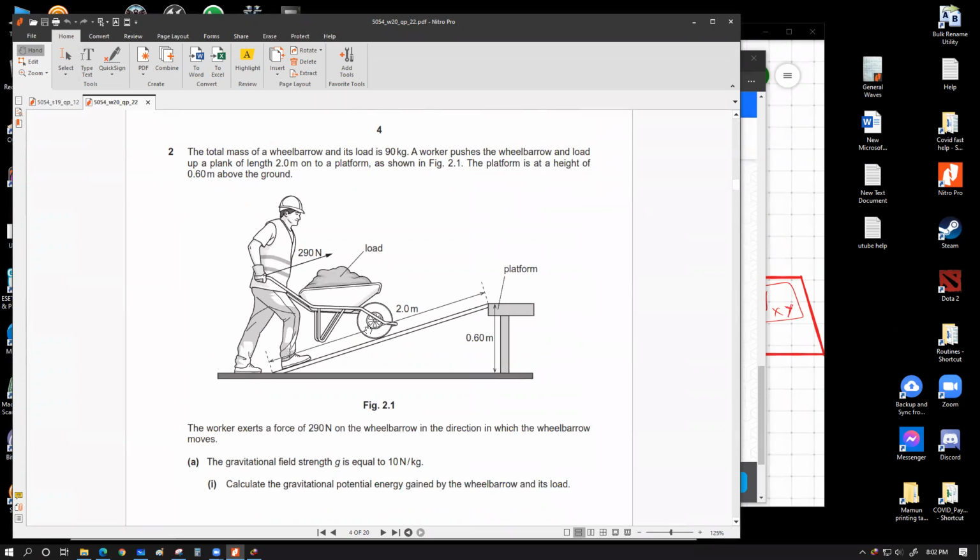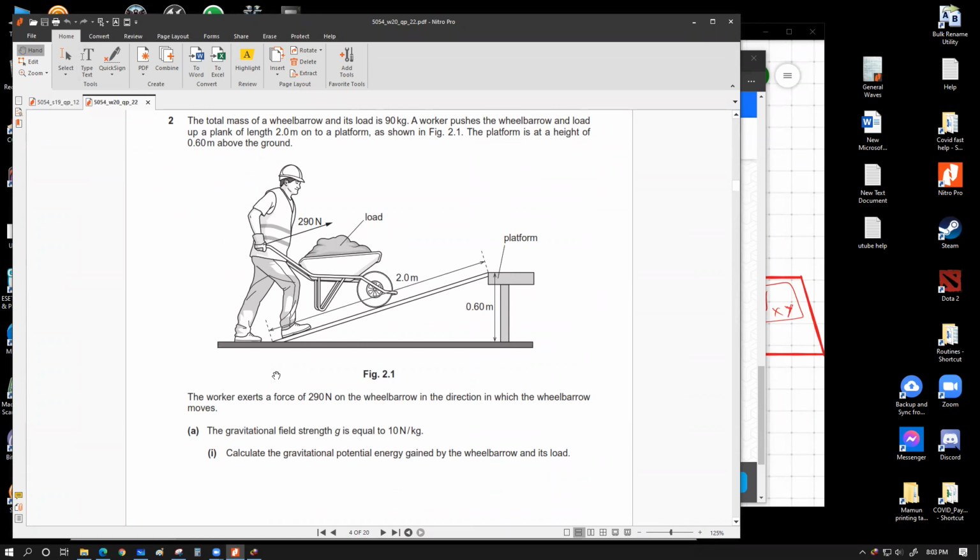The total mass of a wheelbarrow and its load is 90 kg. The worker pushes the wheelbarrow and the load up a plank of length 2.0 meters onto a platform. As shown in figure 2.1, the platform is at a height of 0.6 meter above the ground. Okay, this is basic mgh.